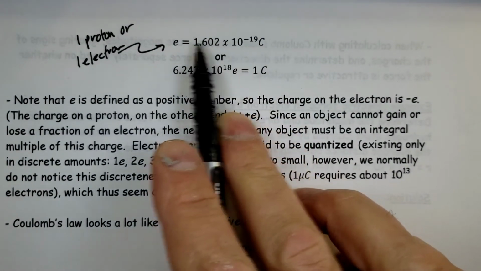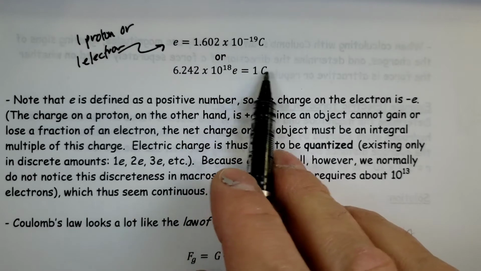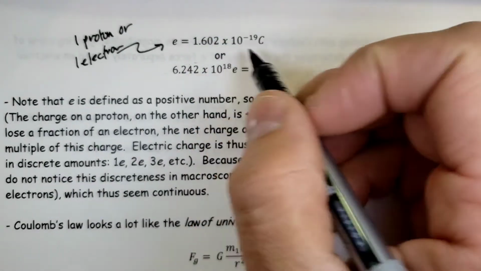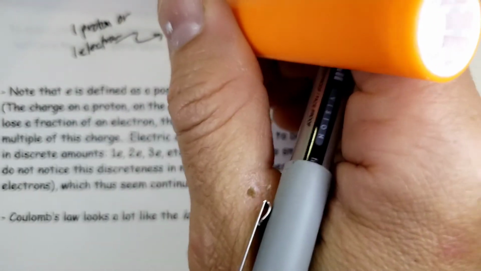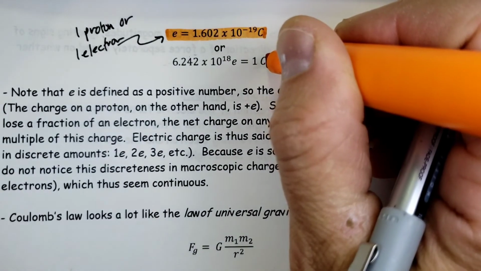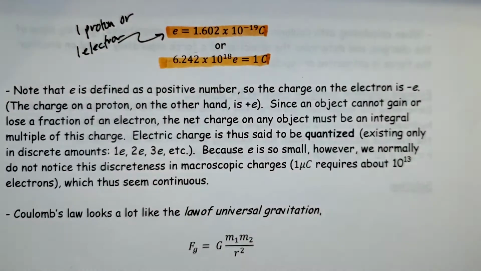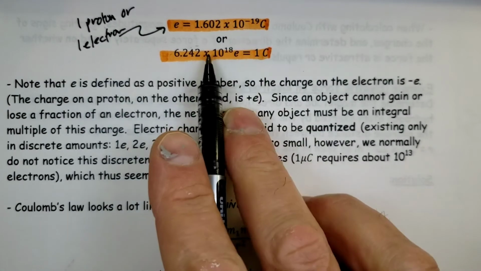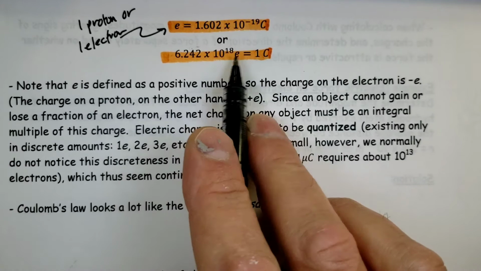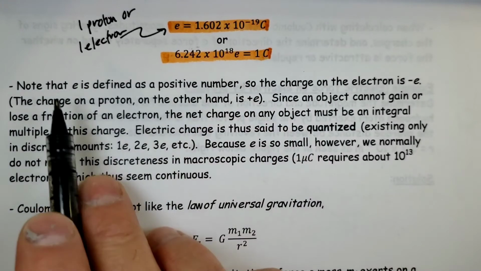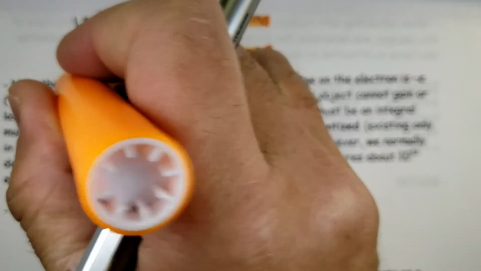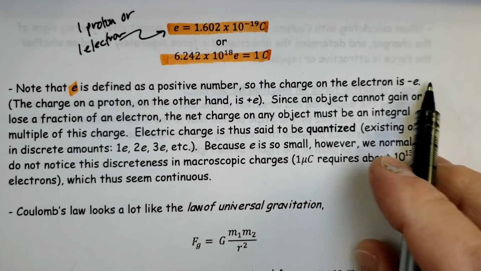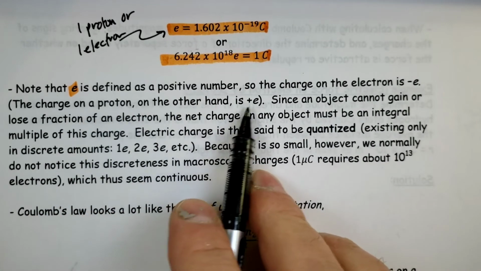Or if we divide each of these sides by 1.602 to represent what 1 coulomb is, that's how many elementary charges. So it all depends what you want to define. Do you want to define this in terms of what 1 elementary charge is, or in terms of what 1 coulomb is? You can see it takes a lot of electrons or protons to equal 1 coulomb: 6.242 times 10 to the 18. That's a huge amount. Note that e is defined as a positive number, so the charge on an electron is the opposite, negative e. The charge on a proton, on the other hand, is positive e.